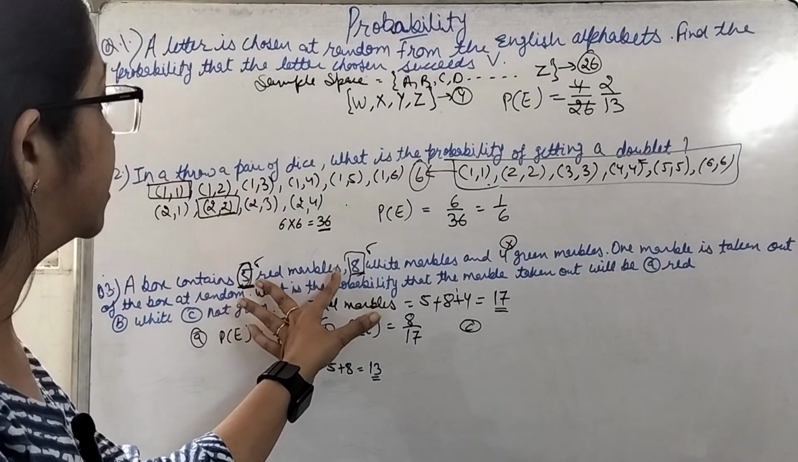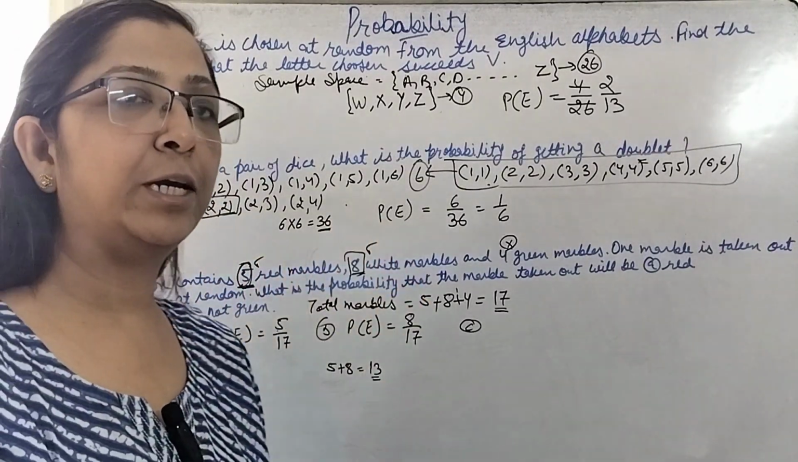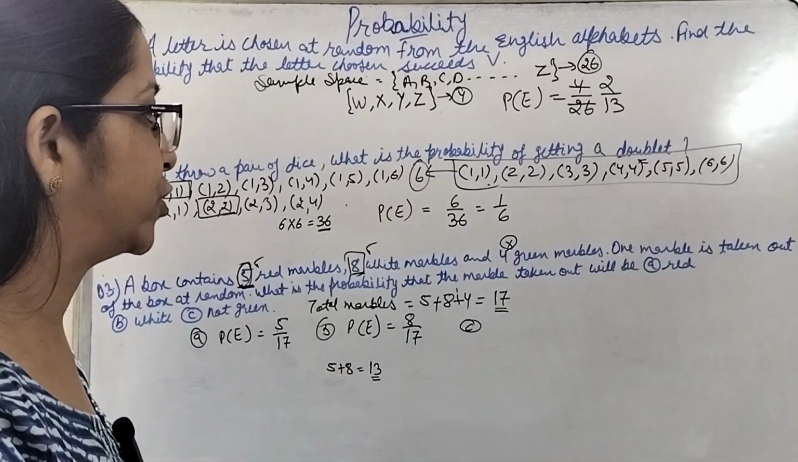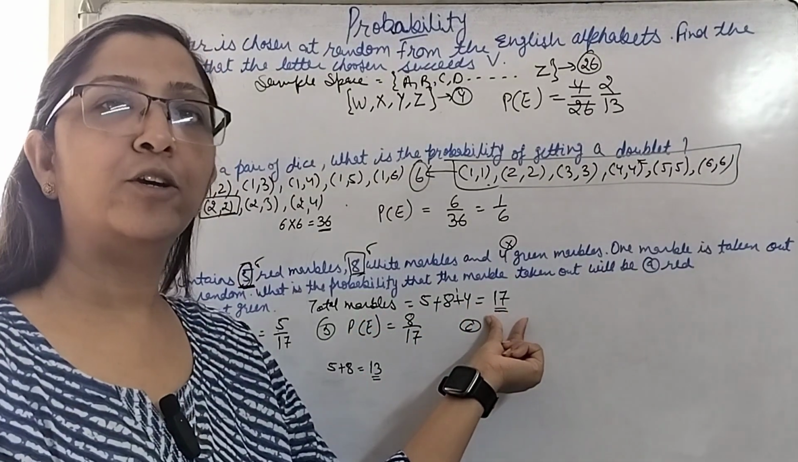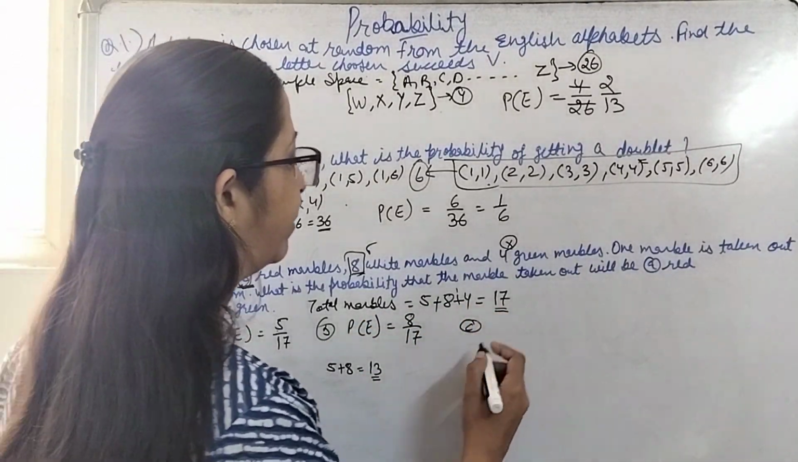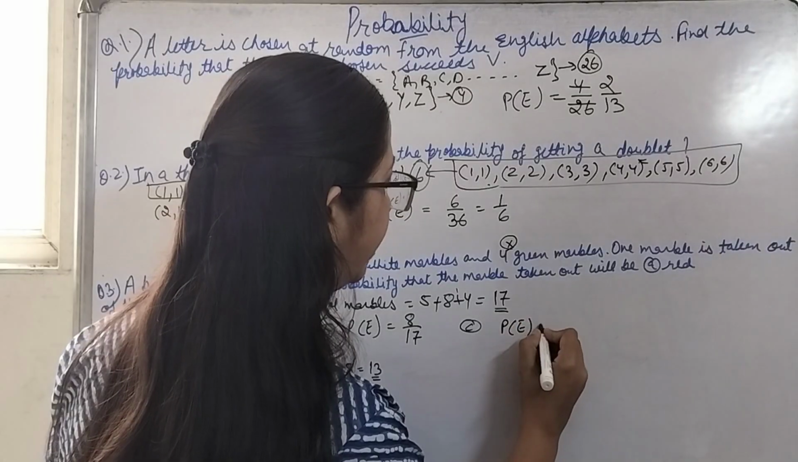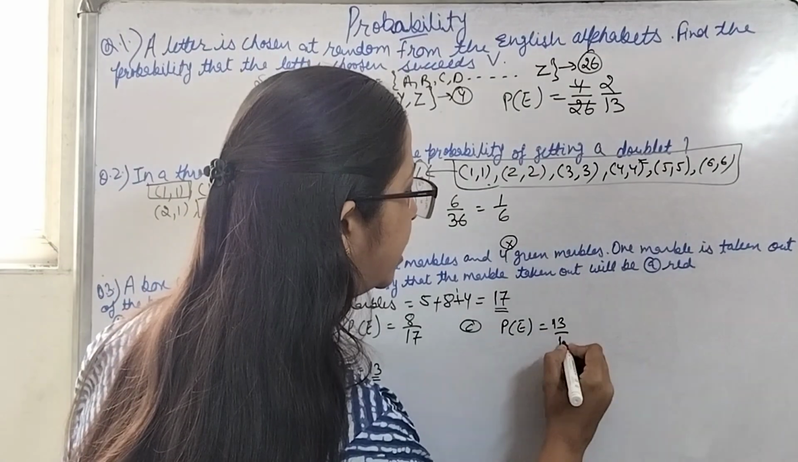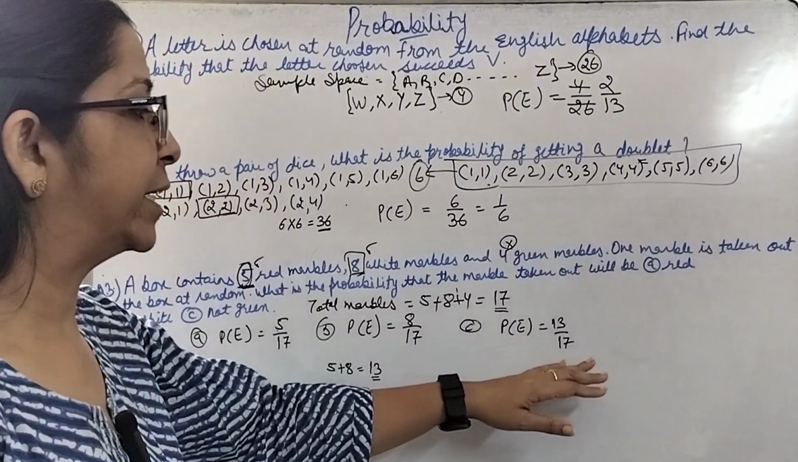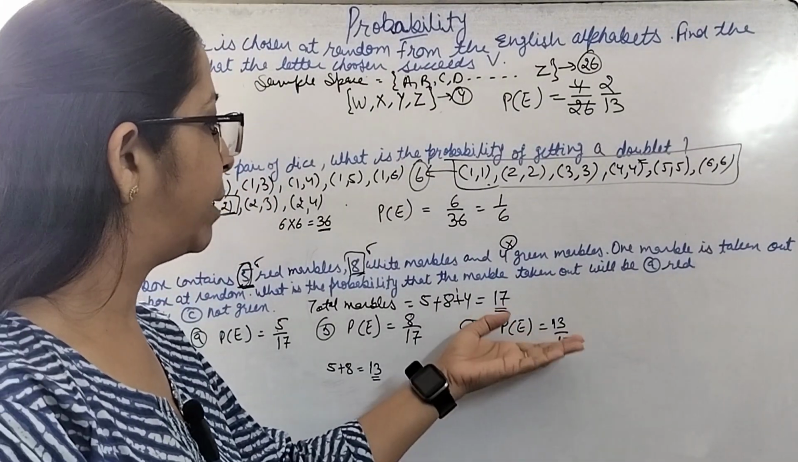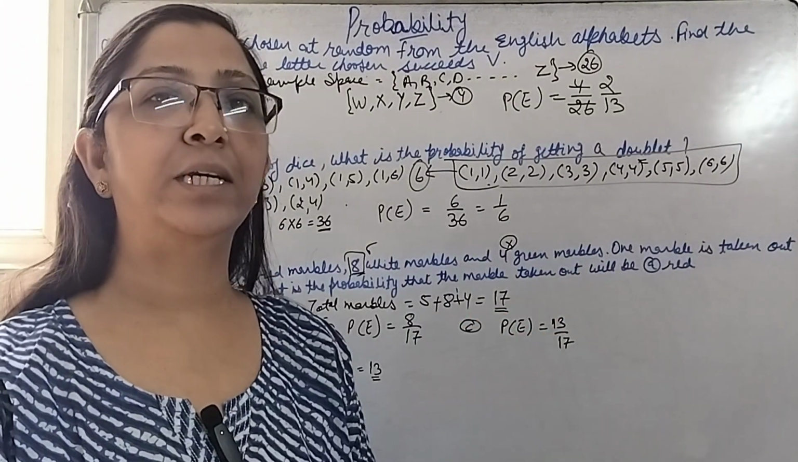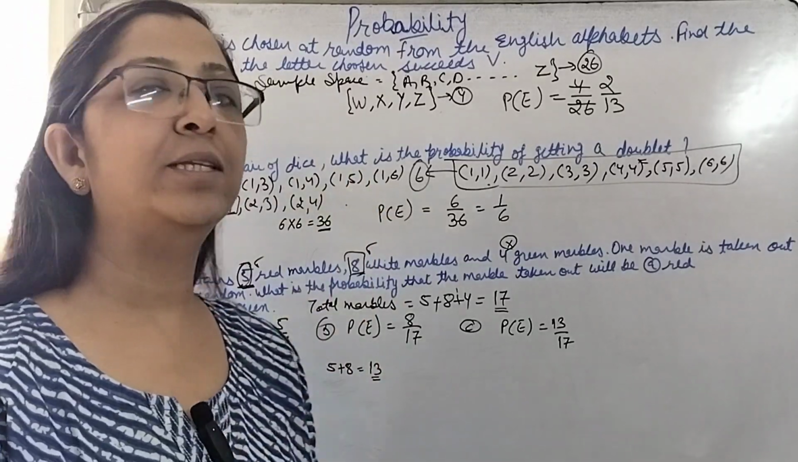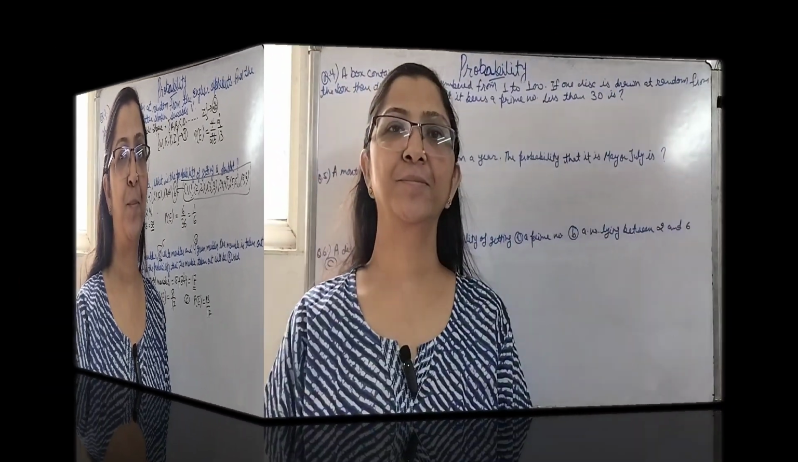If out of these 13 marbles any marble is picked, it is a favorable condition, and total possible conditions are 17. That means the probability of the event will be the total number of favorable conditions, that is 13, over the total number of possible outcomes, that is 17. So the probability will be 13 over 17. This is how we will be solving these types of questions.